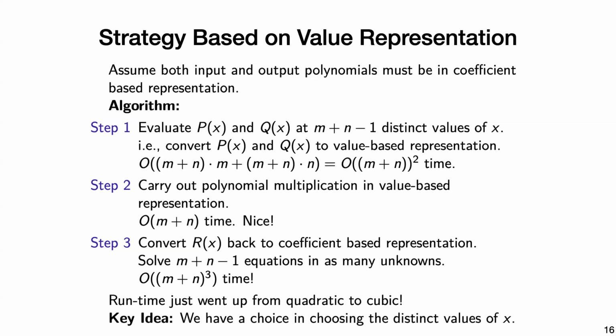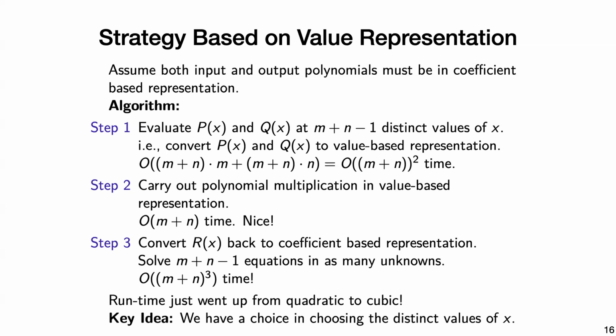So the high-level algorithm is that given p and q in coefficient representation, we're going to evaluate them at m plus n minus 1 distinct x's. Basically we're converting p and q into value representation by evaluating them at m plus n points. Naively, this is going to take m plus n quantity squared time. And step 2, once we have done this, is that we do the multiplication of these evaluated points. That takes linear time, so that's good. It's m plus n.